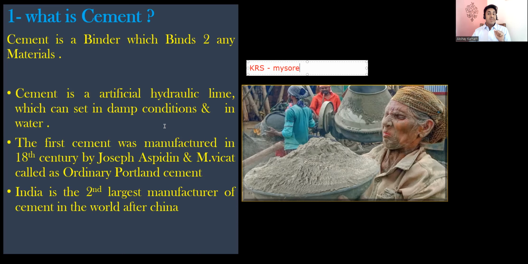What was happening with the lime? Lime was not able to set in damp conditions and also in water. But with cement, we can add a lot of impurities and all. And that is how the invention of cement came.